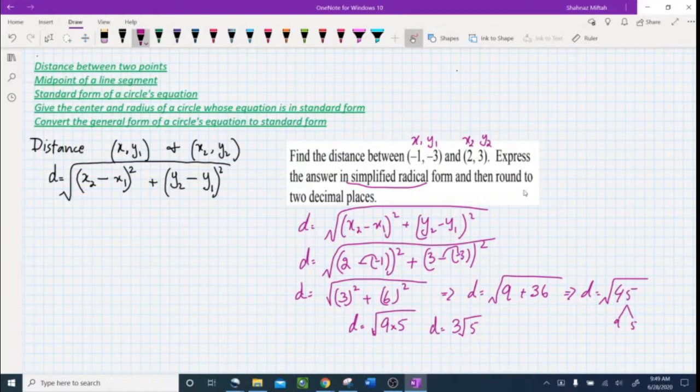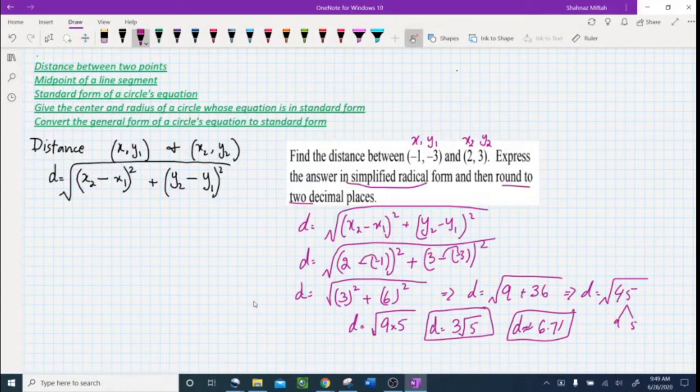Now, they also said to round to 2 decimal places. So I got this one, that's what they were asking. And now when you plug this in the calculator, you should have 2 decimal places. So I have 6.71, and that's approximately, okay? So that's what I got. So I answered each one of the questions.